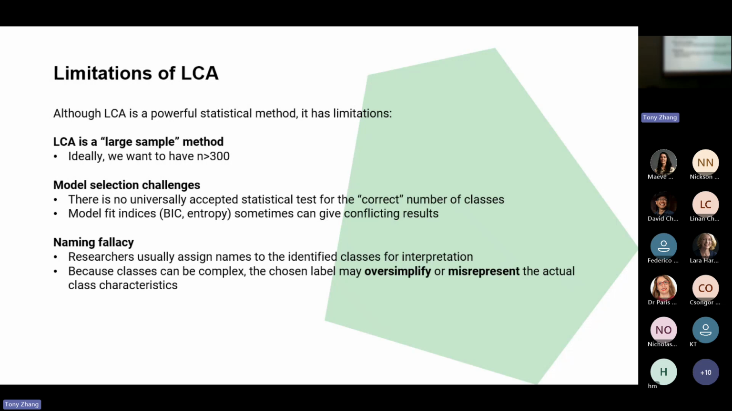And there's another thing called the naming fallacy. It means after the classes are identified, researchers normally need to assign names to these classes, right? But sometimes this can be problematic because the classes can be complex. Maybe sometimes the chosen label may oversimplify or misrepresent the actual class characteristics.